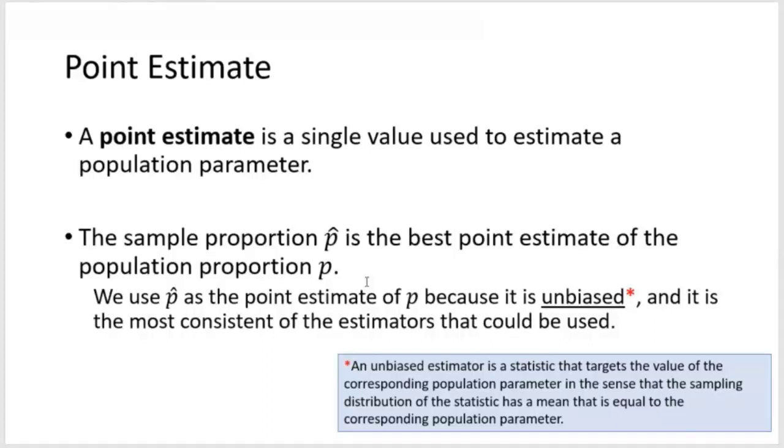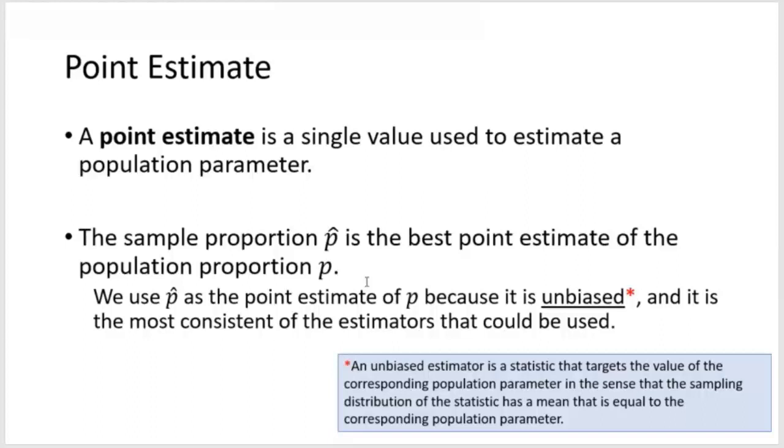Now that little red asterisk there beside unbiased: an unbiased estimator is a statistic. So again, this is estimators coming from some sort of a sample, and it targets the value of the population parameter because the distribution of the statistic has a mean that's equal to the corresponding population parameter. Now you don't have to so much understand that. We wish you did, but if you don't, you do need to make a note that the point estimate p hat is an unbiased estimate of p.